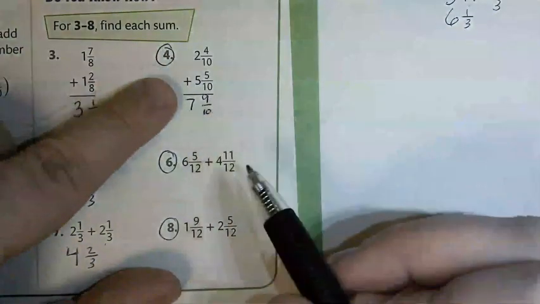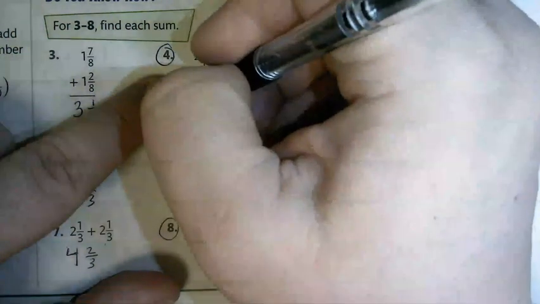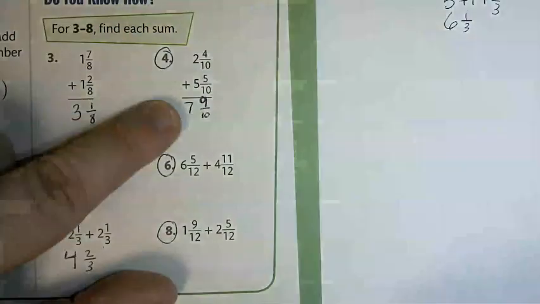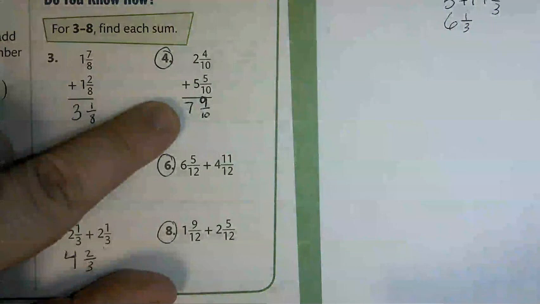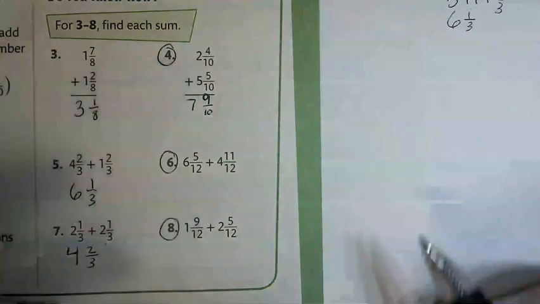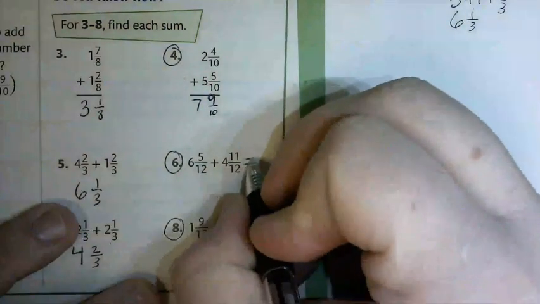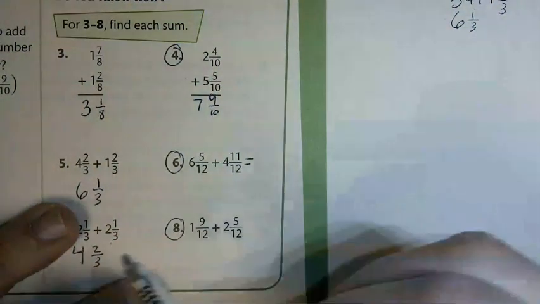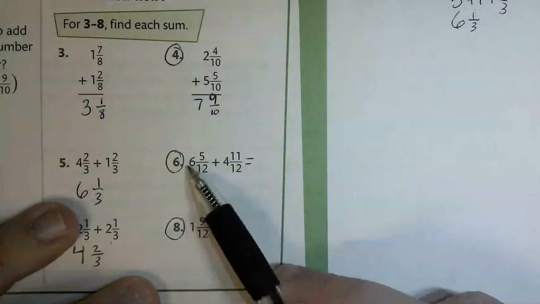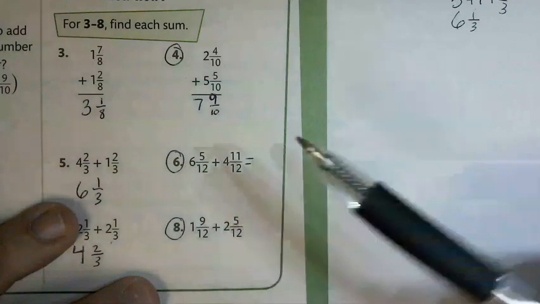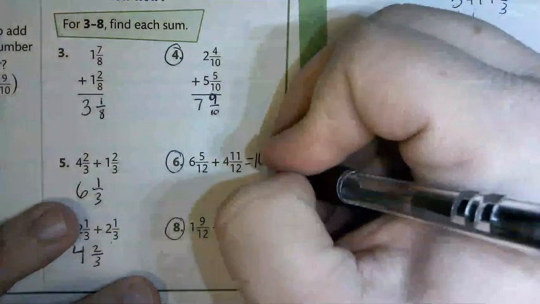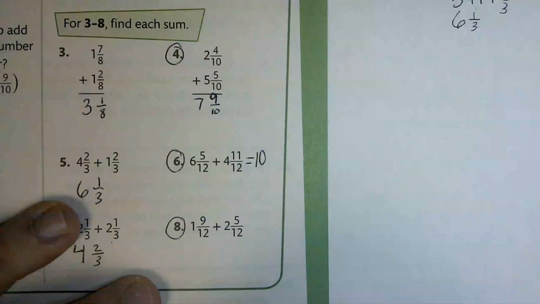Do I need to simplify this? 4 and 9/10? No, that is good, right? My numerator is smaller than the denominator, so it's simplified. All right, I'm going to go ahead and put my equal sign over here because sometimes that's how I like to solve as I'm working. For number 6, 6 plus 4, well, that's 10. And again, I hope you already solved these and you're just checking your work right now.